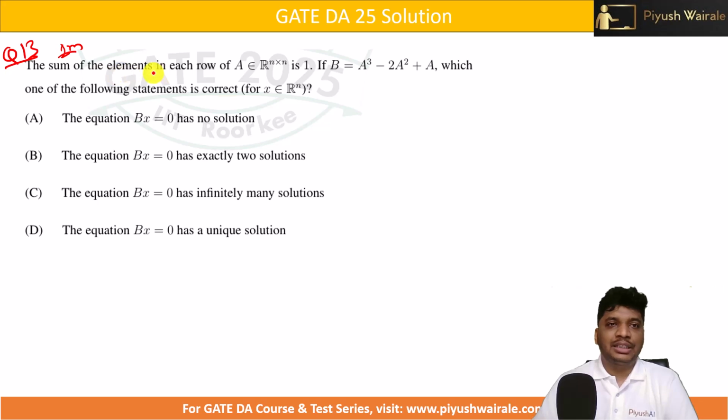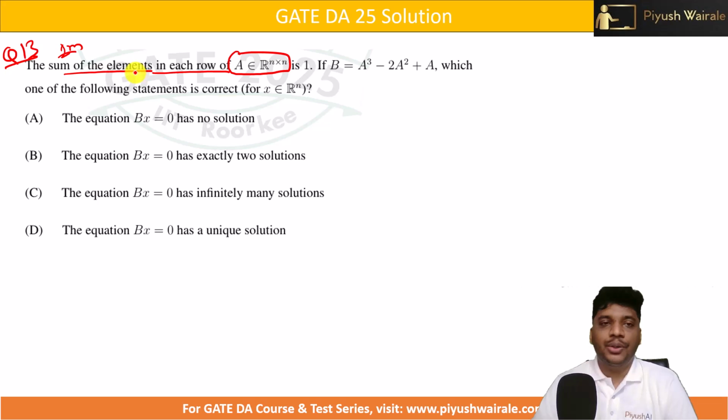The sum of the elements in each row of A belonging to R n cross n is basically 1 here. So A is a square matrix of order n, and what's given to us is that the summation of all the elements in each row is equal to 1. Okay, what does this mean? If I say summation of A i j, we are keeping i common and varying j, so j equals 1 to n, that is nothing but equal to 1, right? Can we say like this?